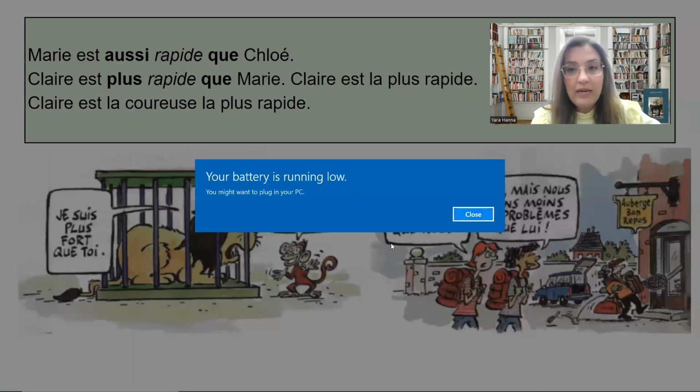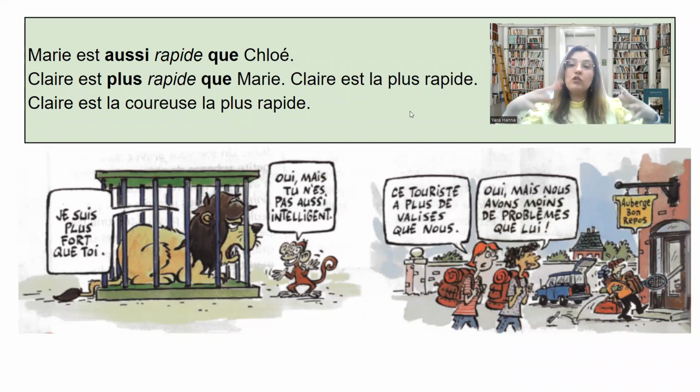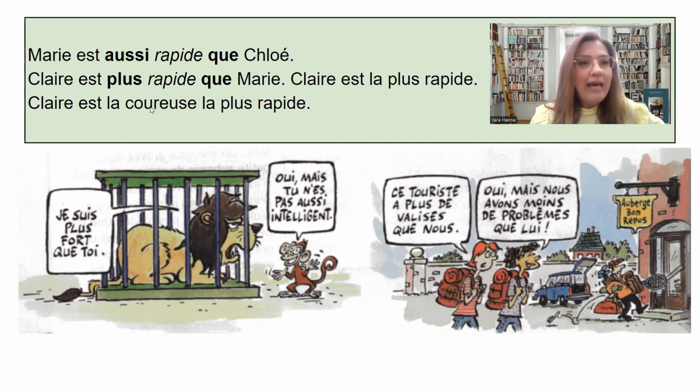We're doing a comparison. When we say la plus plus adjective, this is a superlative. It means the most. She is the fastest. So there is nobody more than her. So it's a superlative. Claire est la coureuse la plus rapide. We can say Claire is the runner that is the fastest, or Claire is the fastest runner.